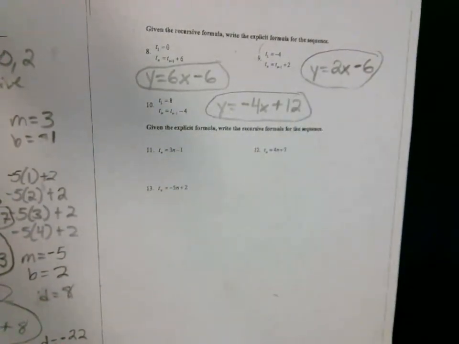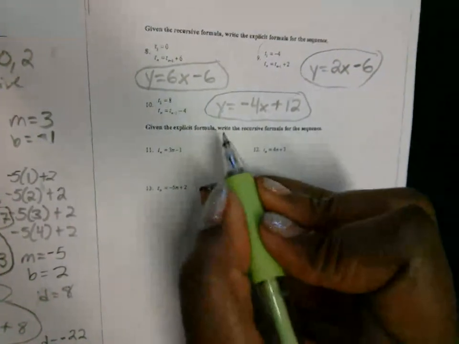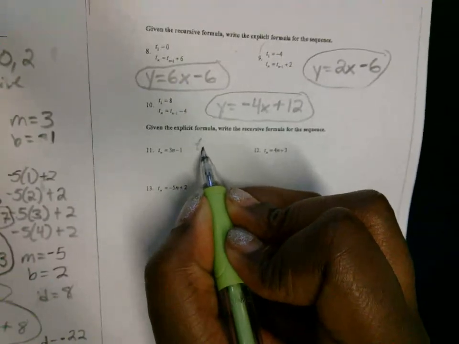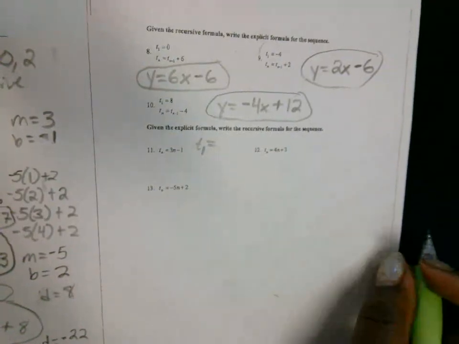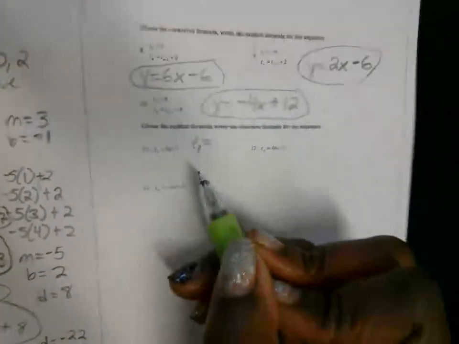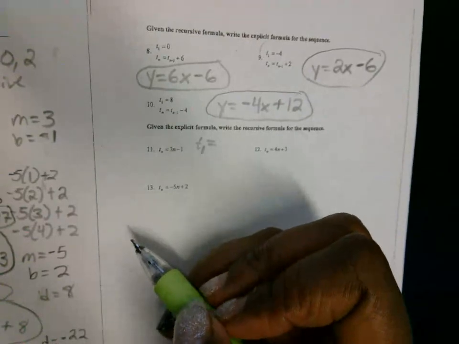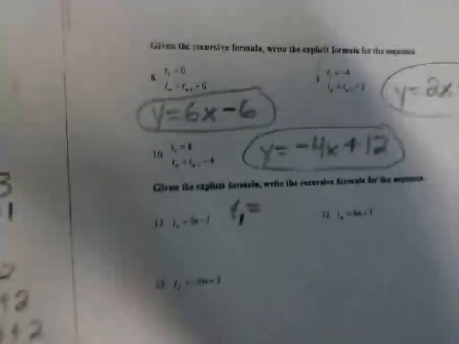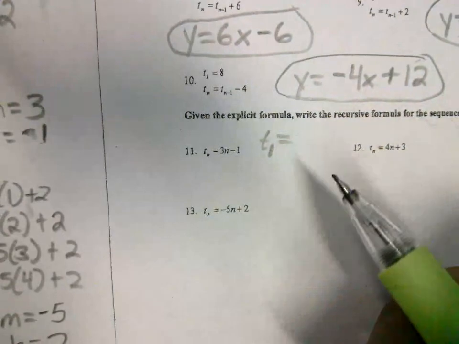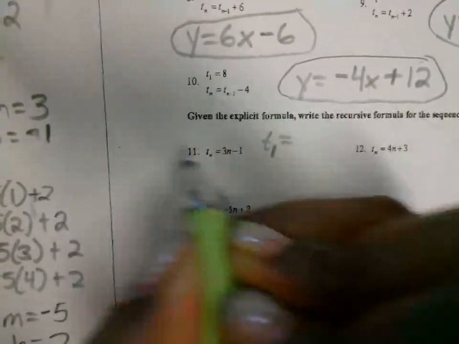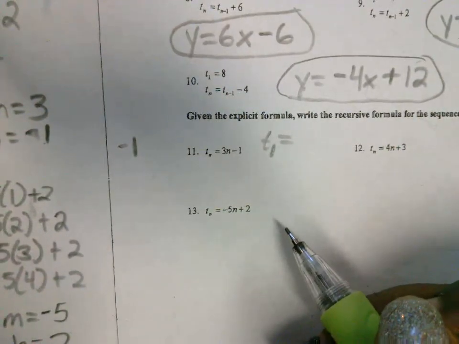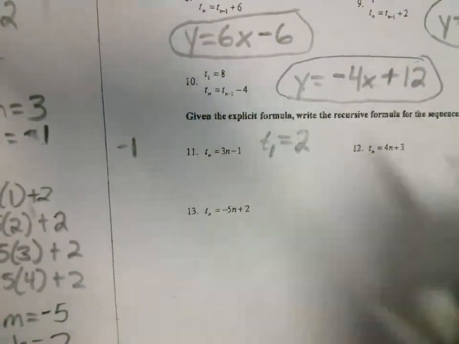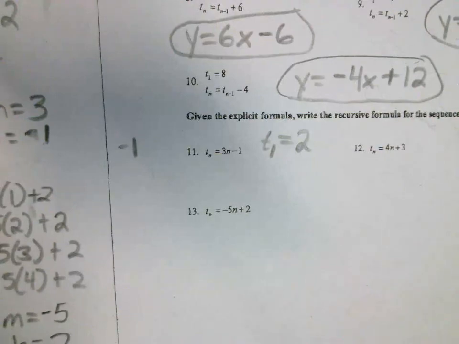Now you're given the explicit and you have to write the recursive. All right, let's write T sub 1. What's the first number in the list? What's the 0 number in the list? The 0 number in the list is what? No. Where do you get 2 from? 3? No, I don't know where you get 3 from either. -1 is the starting number. What's the number after that? The number after that is 2. Okay, that's the first number.